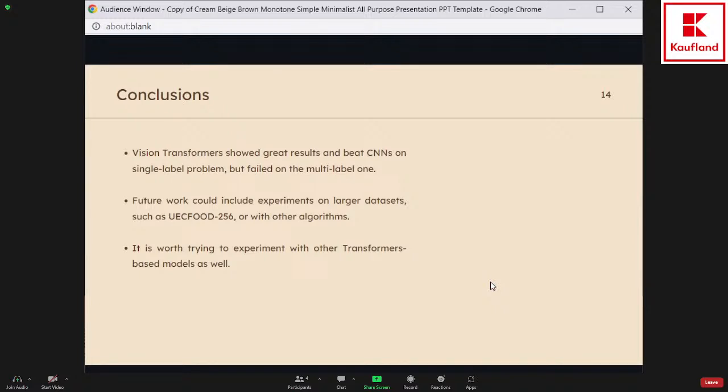Other future work includes testing on a bigger dataset, because there's the broader WEC 100, WEC 256 that has more instances and more classes. And this would be another point for the future. As well, it is worth trying to experiment with other transformer-based models, as there are now some that combine both CNN features and transformers to get the best of both worlds.